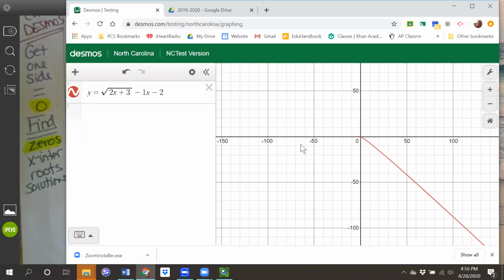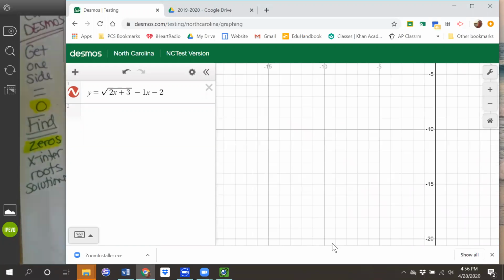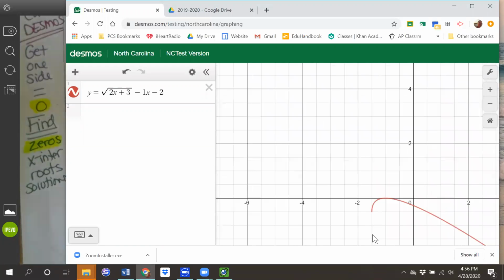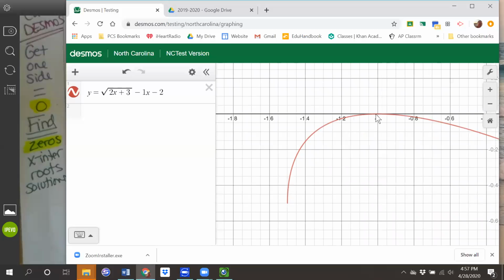I'm super zoomed out here. It looks like they're going to be maybe 1, maybe 2 in there. I need to get way better zoomed in so that I can see them. I can zoom way, way in. Looks like it's just going to be that one right there at -1, 0.